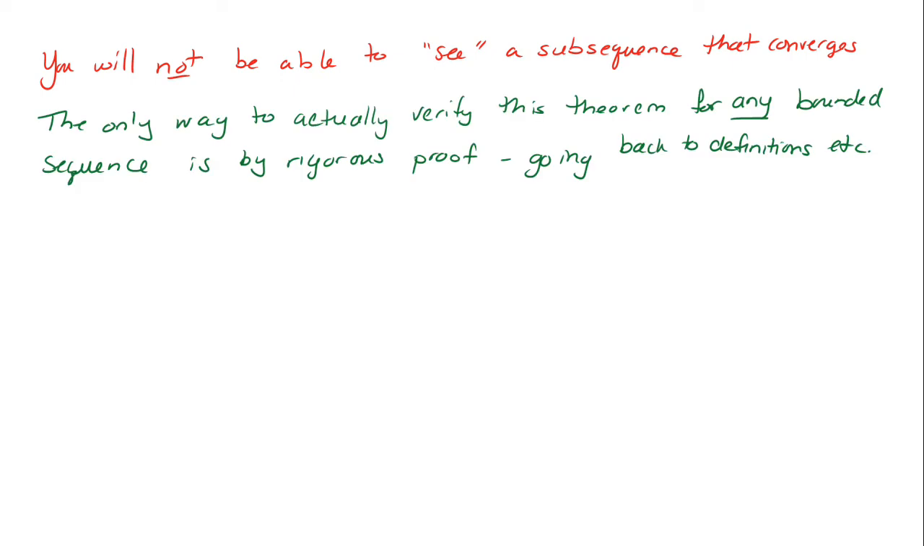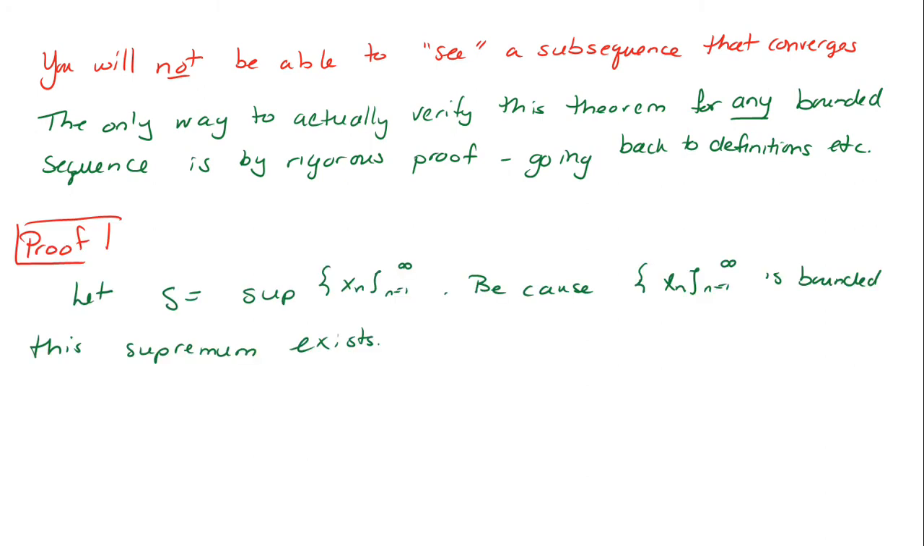The only way to actually verify that particular sequence has a convergent subsequence is through the process of what we call rigorous proof, going back to definitions and first principles. So here's this proof, very elegant. It's a work of art here. I'm going to let S equal the sup of that sequence x_n, an arbitrary sequence. All I know about that sequence is it's bounded. So therefore, because it's a bounded sequence, I know the sup exists. That allows me to tag it with an S. Just like Facebook tagging, I'm going to tag S as the sup of that sequence.